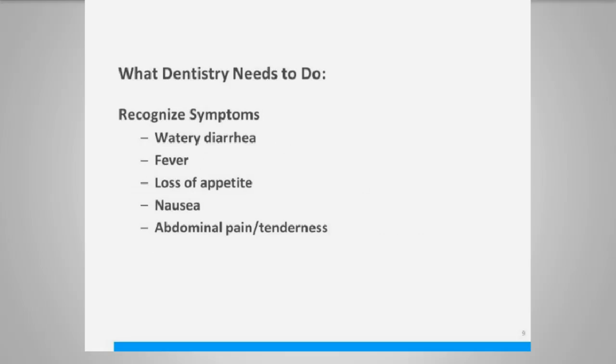If a patient comes in with these symptoms, we're not going to see them. But yet how many times do we say, oh, come on in, it won't be a problem? We are going to refer them to their health care provider unless it's an emergency. So how do we get that into place?